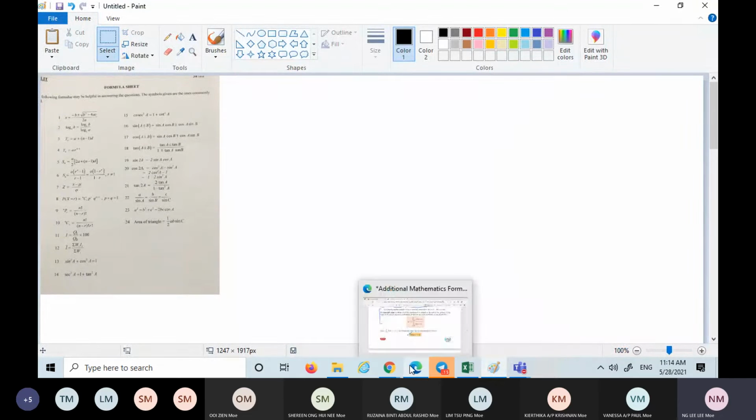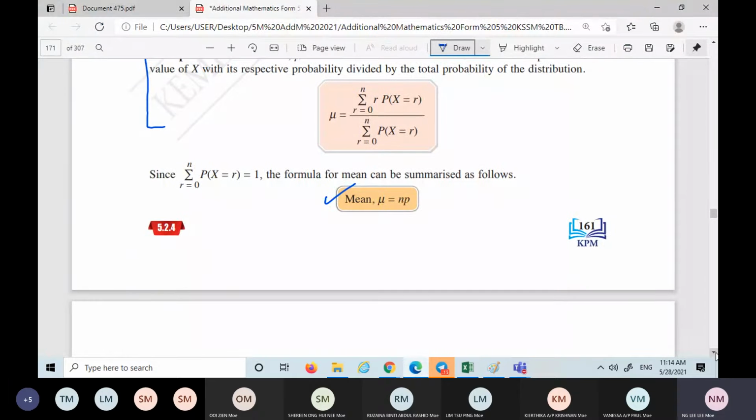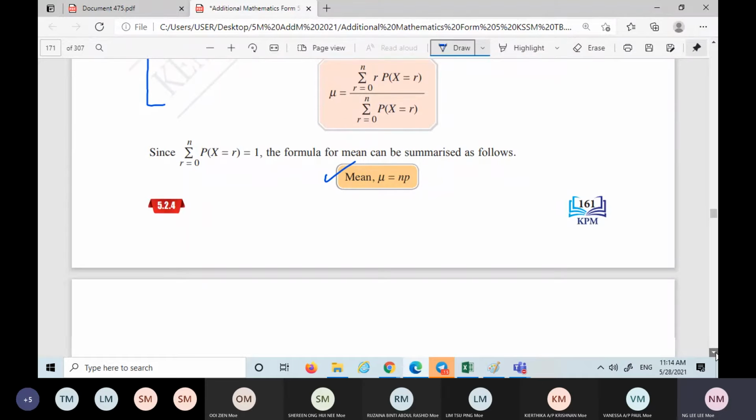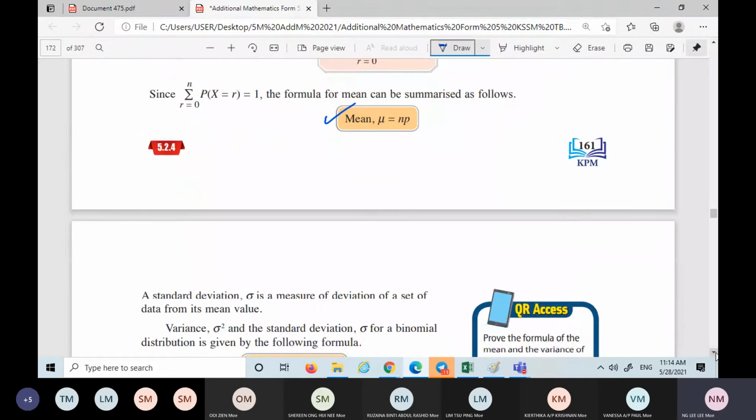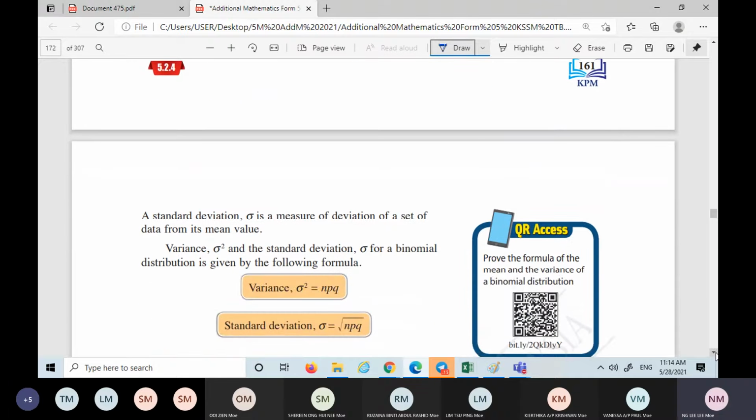Okay, we come back to the textbook. So the mean is actually easy for you to memorize. You just remember you are actually finding an expected value. What's the meaning of expected value? It is the number of trials multiplied by the probability of success. So it's np.